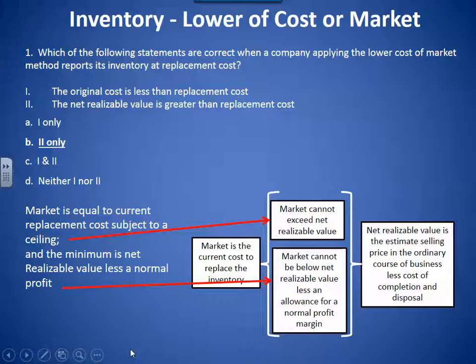Okay, the answer to number one is B, 2 only. And the answer here is market is equal to current replacement cost subject to ceiling, and the minimum is net realizable value less the normal profit. Okay, now let's try number two.